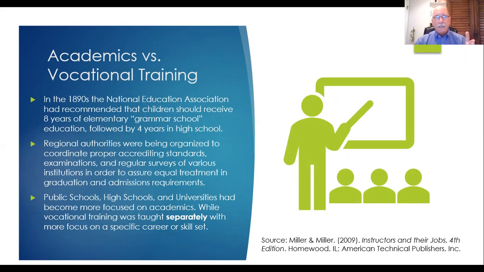Now, in the 1890s, the National Education Association formalized in our country that children should go for 8 years to grammar school or elementary school and 4 years to high school. That wasn't always the law here. It was in the 1890s that became sort of a recommendation that became law, that children should go to those schools for that period of time. And then regionally, authorities started to standardize the level of education.